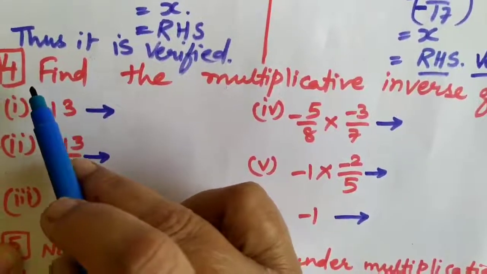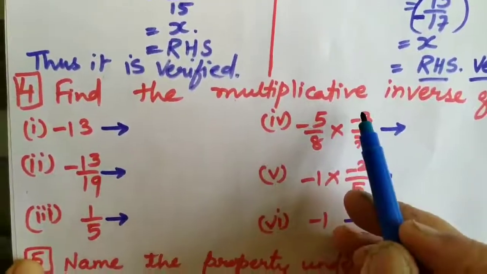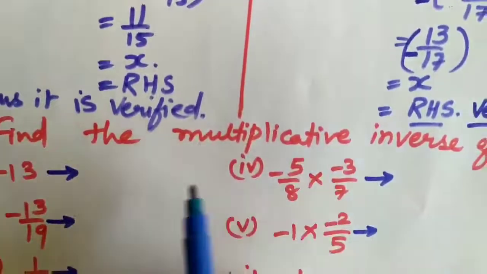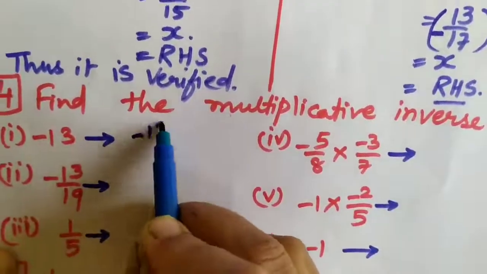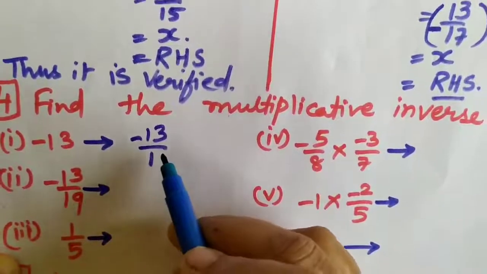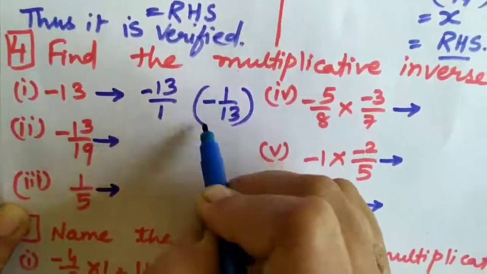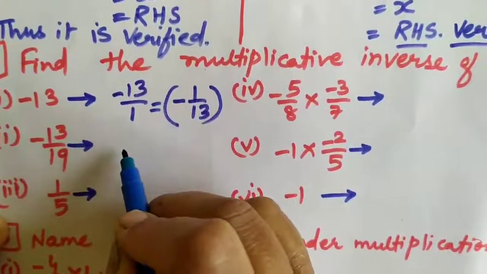Now next question, question number 4. Find the multiplicative inverse of. Multiplicative inverse means numerator becomes denominator and denominator becomes numerator. First number is minus 13. Minus 13 means minus 13 upon 1. So if we invert it, then it will be minus 1 upon 13. This is the answer. Next is minus 13 upon 19.